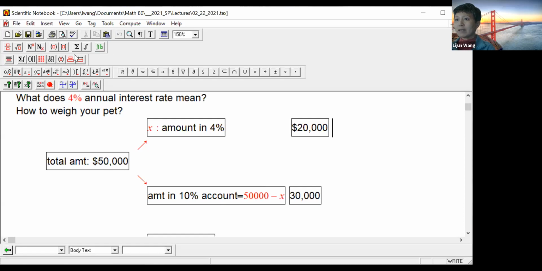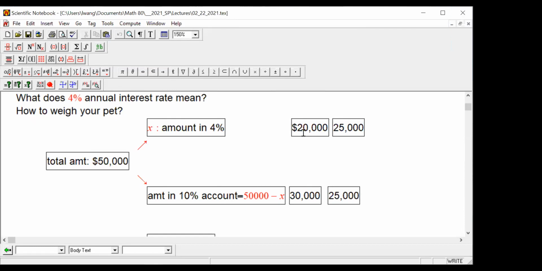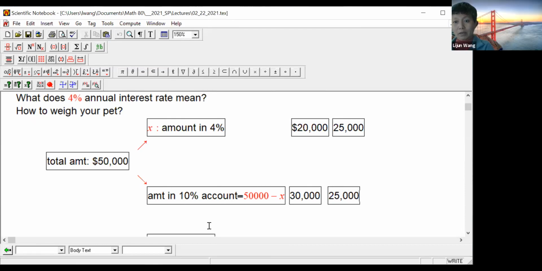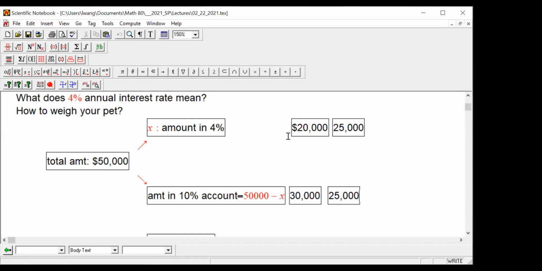Now suppose I invested 25,000 in the other account. How much will be invested in the other account? 50,000 minus 25,000 is going to be 25,000, right? Does that make sense? So between these two numbers, if you know one, you know the other, because you know the total. You follow me?